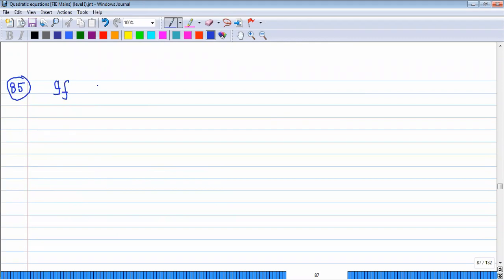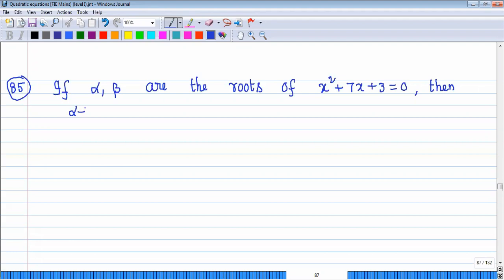If alpha, beta are the roots of x square plus 7x plus 3 equals to 0, then alpha minus 1 whole square plus beta minus 1 whole square equals to, first option is 59, second option is 69, third option is 39, fourth option is 49.